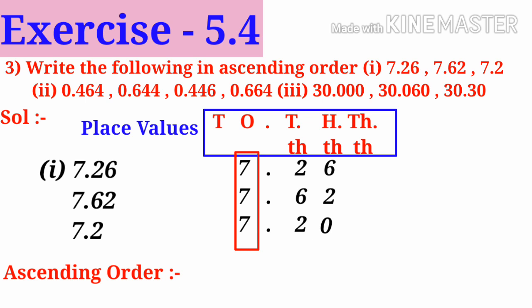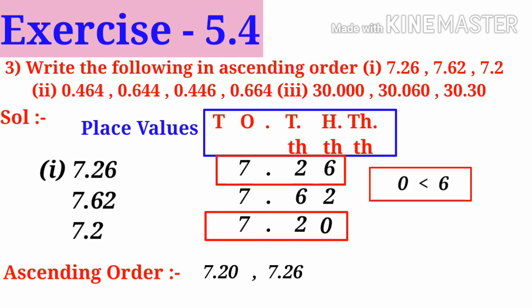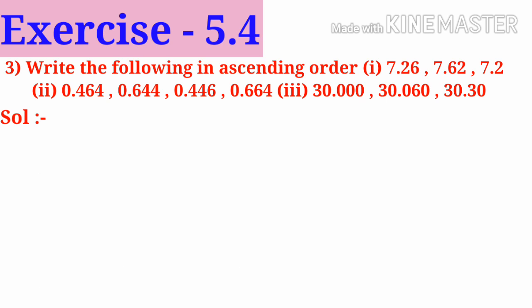To write ascending order, first compare ones place, all are same. Now compare tenths place, 2 are equal, so compare the hundredths place. 0 is less than 6, so the number having 0 in the hundredths place, 7.20, is the least number, and then 7.26 and then 7.62.